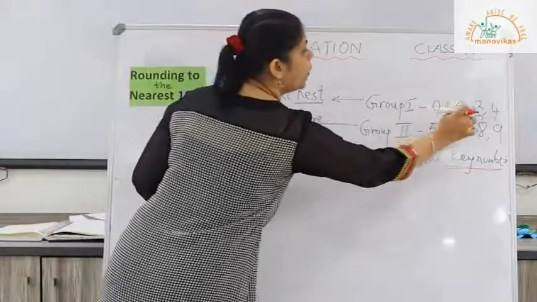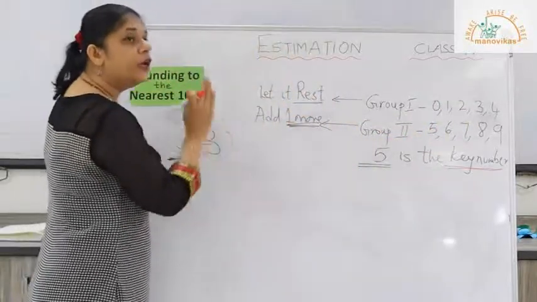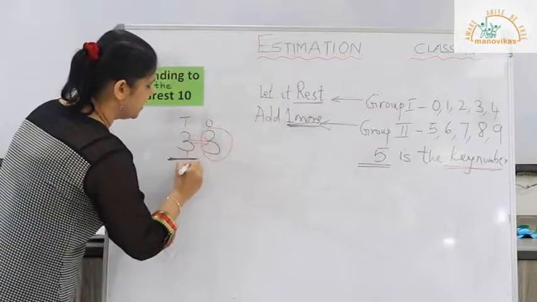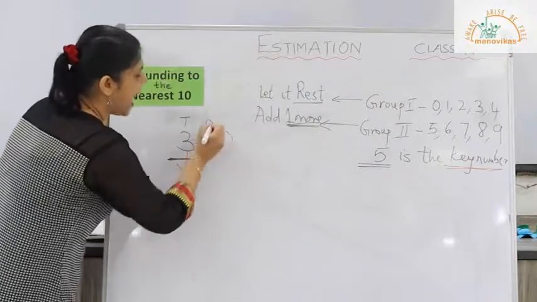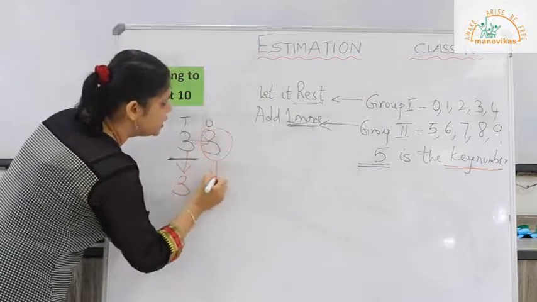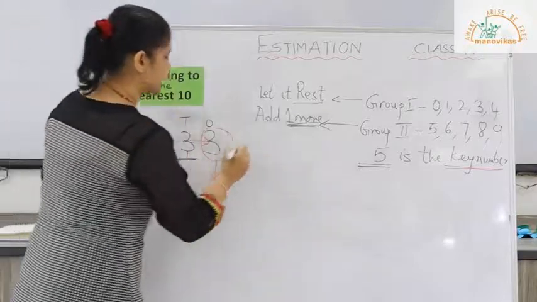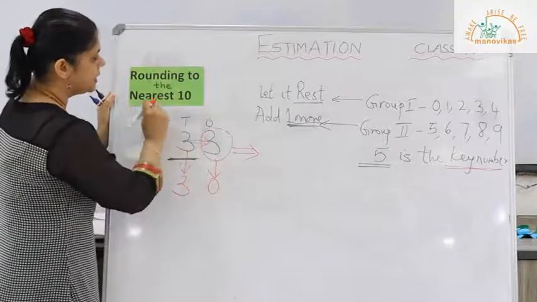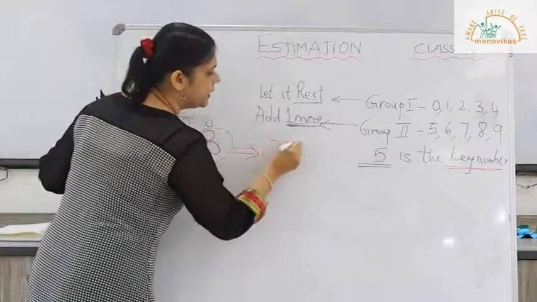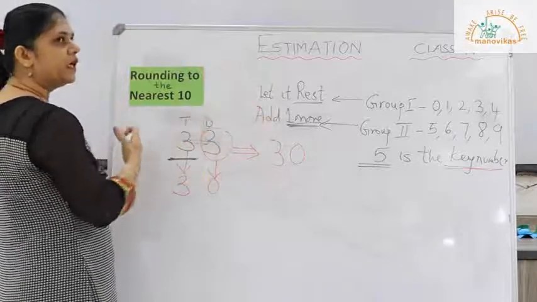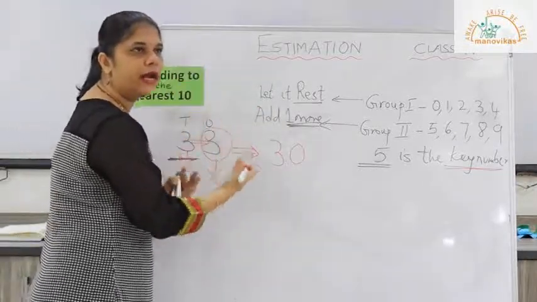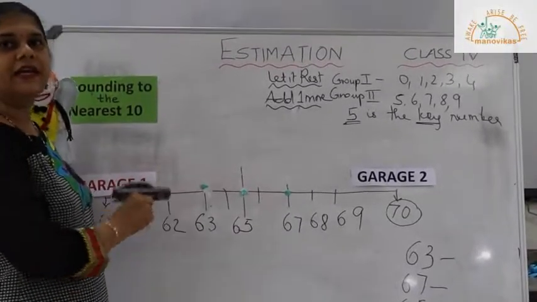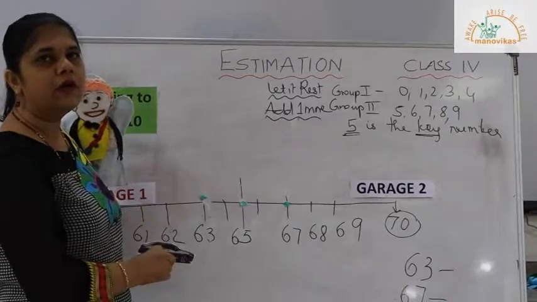3 belongs to group 1. So we will not increase the digit in the tens place. The digit in the tens place will remain as it is, and the digit after the tens place will change to 0. So the number 33 after rounding to the nearest 10 will be 30. That means it will go to the previous 10. It won't be 40, it will become 30. Got it?